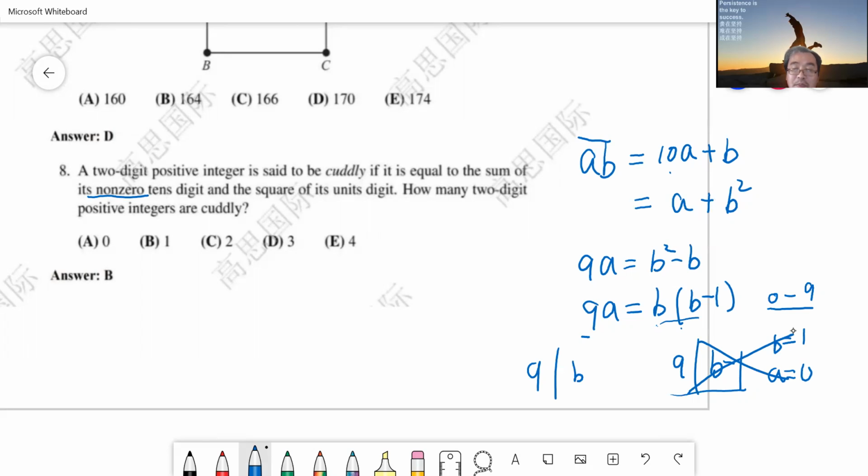The only other possibility is 9 divides B. So B equals 0, that's the same thing, A equals 0. That's not good. The only possible is B equal to 9. So when B equals 9, we have 9A equals 9 times 9 minus 1, that would be 8. You can solve A equals 8. So that's the only solution. So we got answer B.